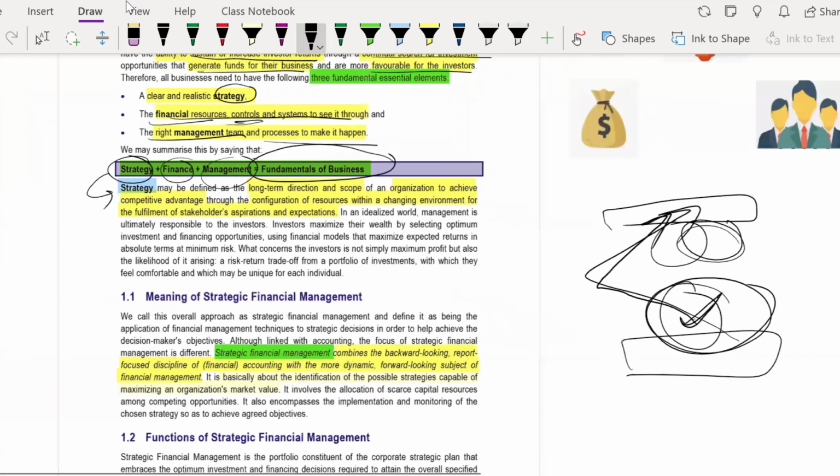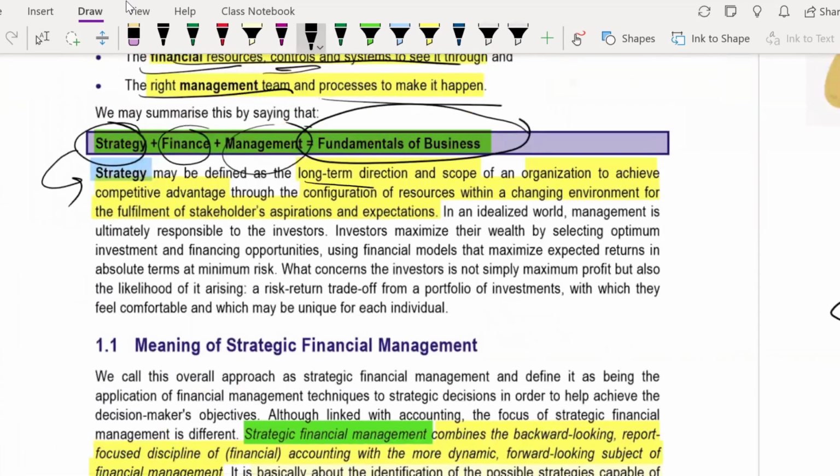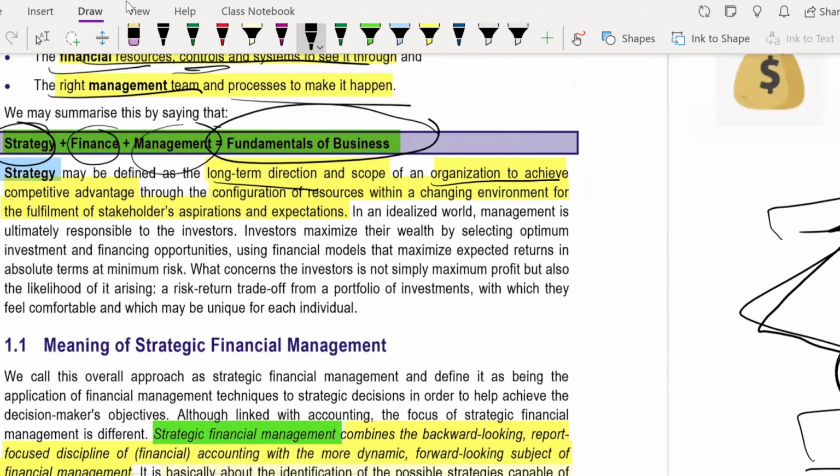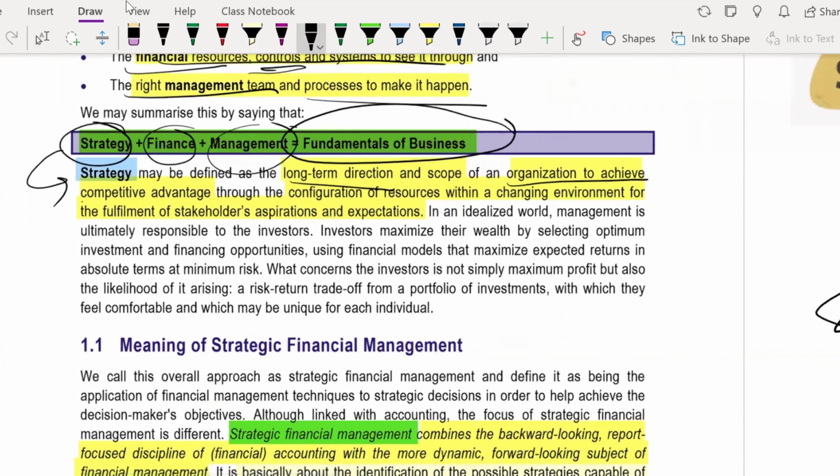That is basically what strategy is. Strategy is the long-term direction and scope that an organization wants to achieve. They would also want a competitive advantage. To win over somebody, you would need a competitive advantage.